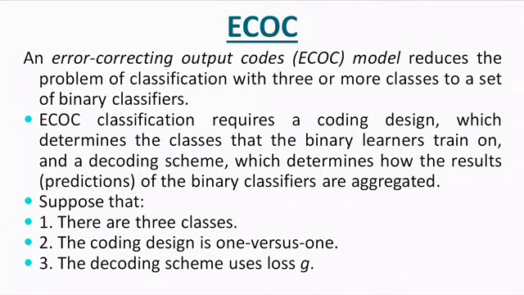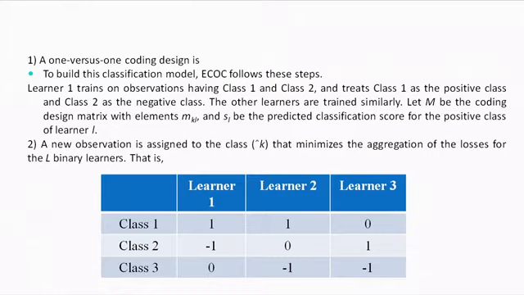An ECOC model reduces the problem of multi-class classification to a set of binary classifiers. Suppose that there are three classes, the coding design is one versus one and the decoding scheme uses a loss-based g parameter. A one versus one coding model is designed as follows. As you can see from the table, learner 1 trains on observations of class 1 and class 2. It treats class 1 as the positive class and class 2 as the negative class. The other learners are trained in a similar manner. This is how an ECOC model is built.